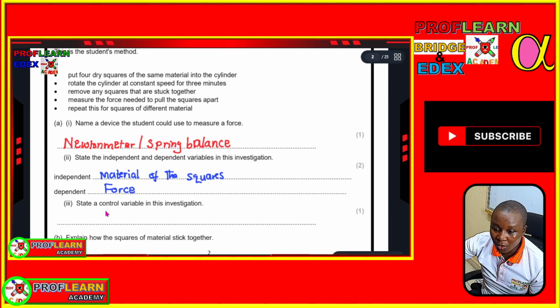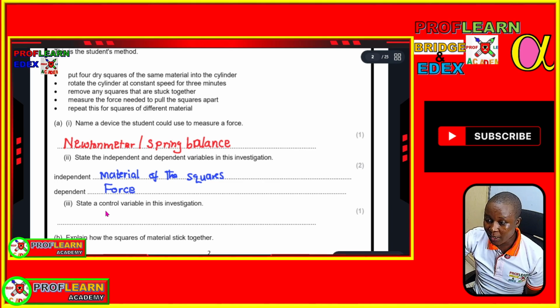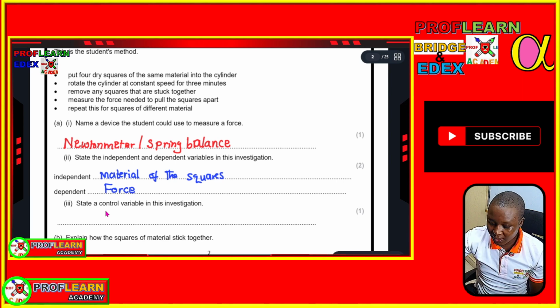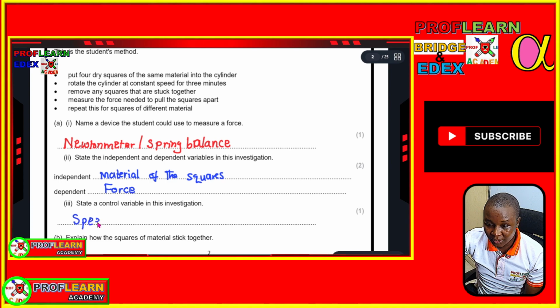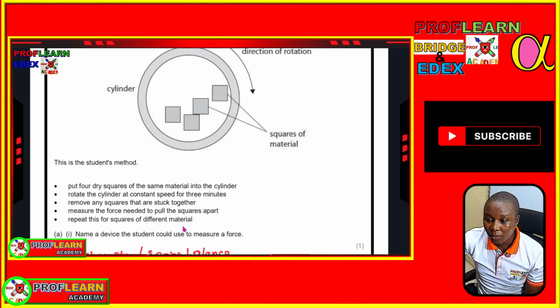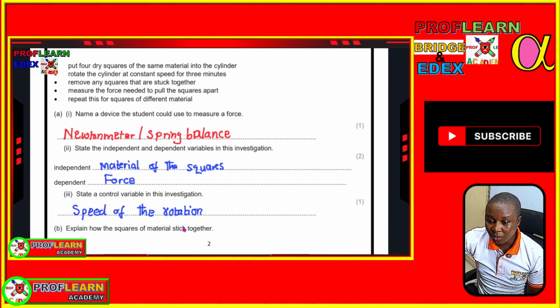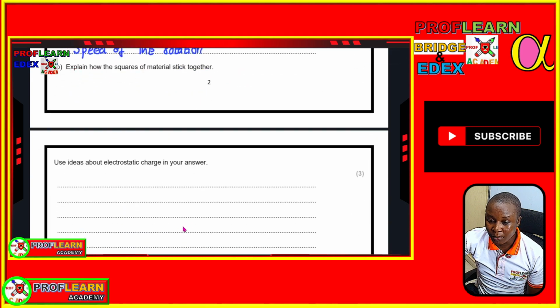We may also be asked to identify control variables. Control variables in an experiment are those variables which can affect the experiment, so you have to keep them constant so that whatever we are measuring is not affected. In this case, the rate at which the rotation is done should be kept constant. The speed of rotation will be maintained. We can also talk about the size of those squares, which should be maintained, and the type of material should also be maintained.